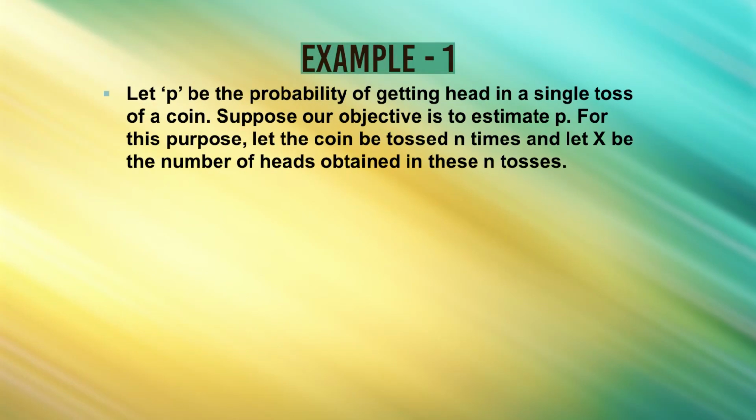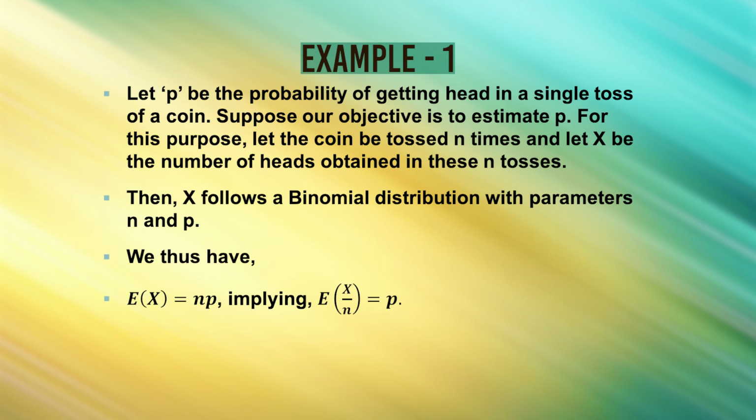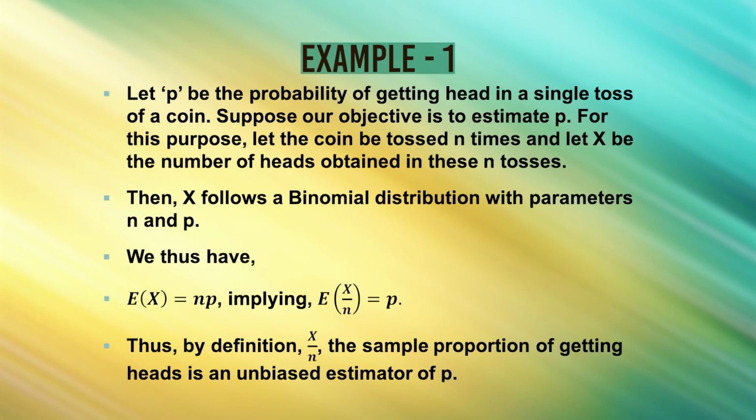We take an example. Suppose P is the probability of getting heads in a single toss of a coin, and my objective is to estimate P. For this purpose, we toss the coin a number of times, say n times, and suppose X is the number of heads obtained in these n tosses. We know that X will follow a binomial distribution with parameters n and P, so the expectation of X will be nP. With a little algebra, the expectation of X by n will be equal to P. So according to the definition of unbiasedness, X by n, the sample proportion of heads, is an unbiased estimator of P.